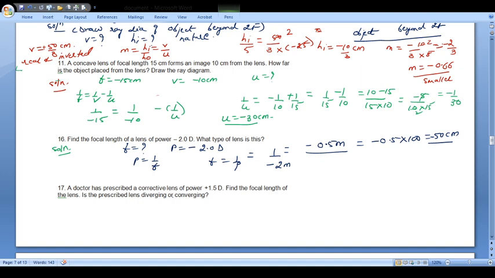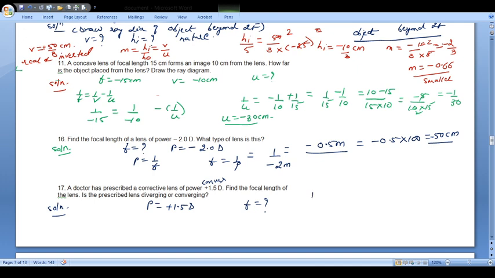In these numericals you have to take into consideration the meter part because diopter is the SI unit. Now let's see solution 17. A doctor has prescribed a corrective lens of power plus 1.5 diopter, means it is your convex lens. Find the focal length. Is the prescribed lens converging or diverging? So it is going to be converging.